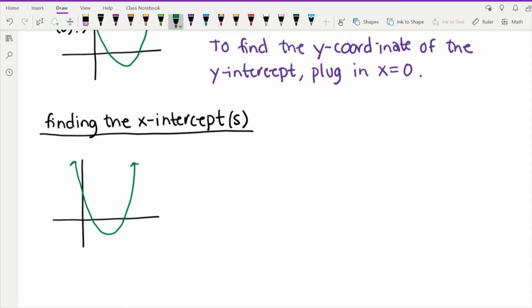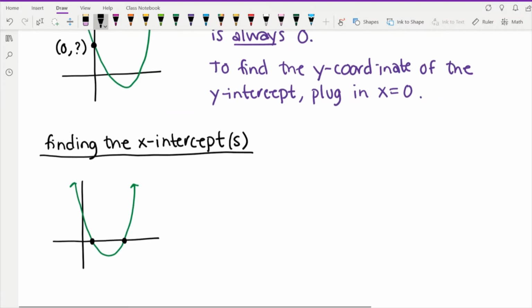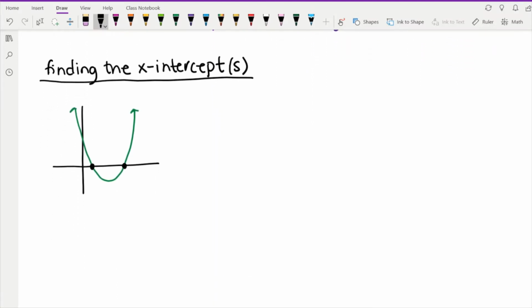Okay, so let's follow the same line of reasoning that we did in the example above. In the example above, we said that the y-intercept is always going to be a place where x is equal to 0, just because of how it lies on the graph. So similarly here, what can we say about the x-intercepts? Again, we don't know what the x-coordinates of the x-intercepts are, because that's going to vary depending on the function. But what can we tell for sure?